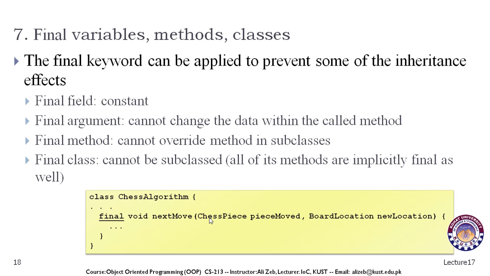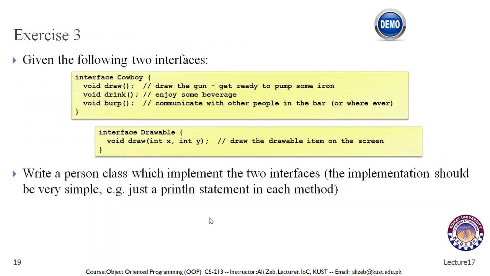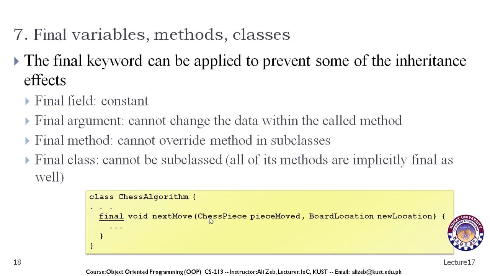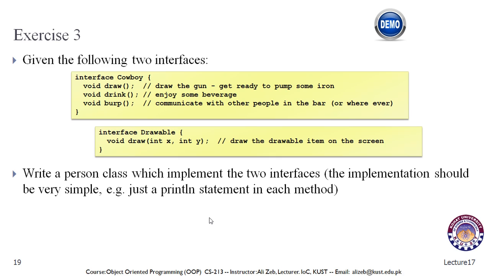So if we want to prevent a class from being inherited, then you can declare that class as a final class, and all of its methods are implicitly final as well. There might be situations where you might need the final classes, and those classes can then not be inherited. So finally, you can look at this example.